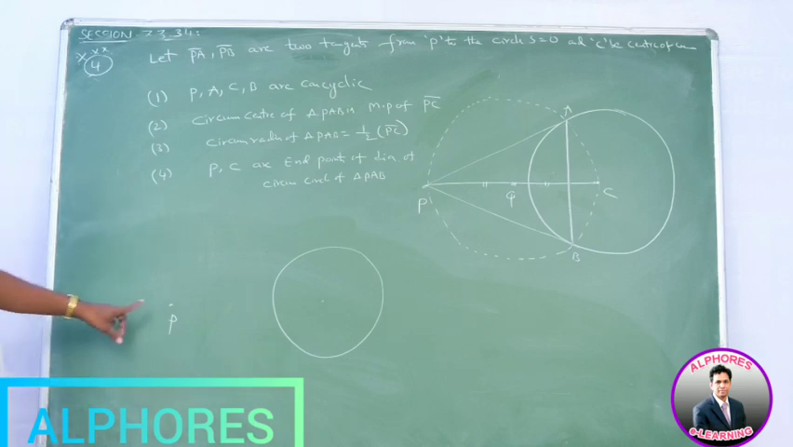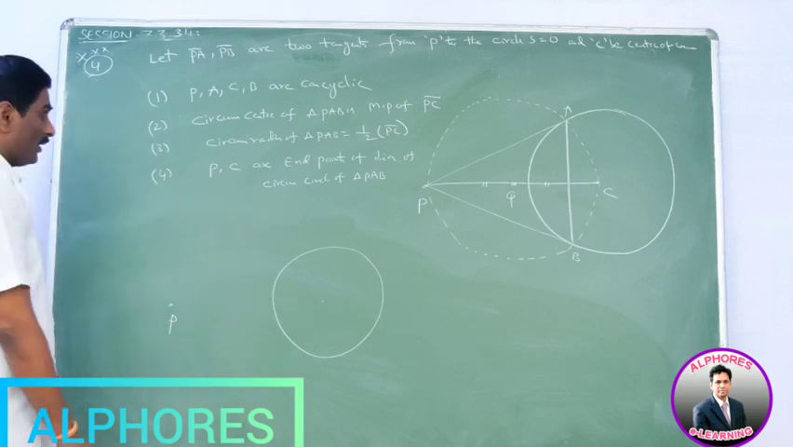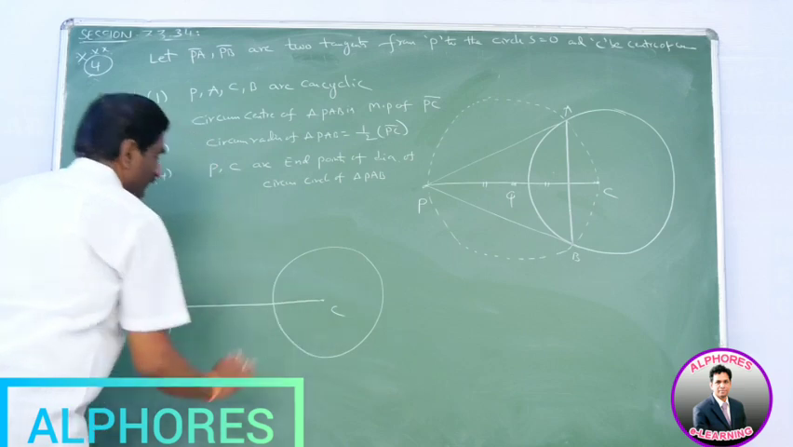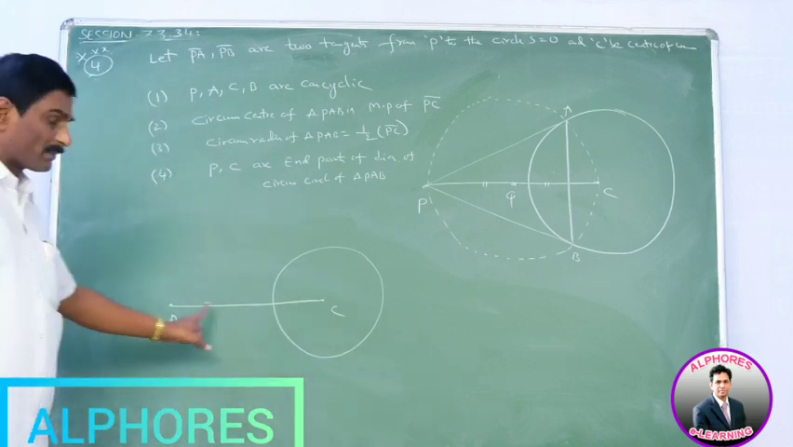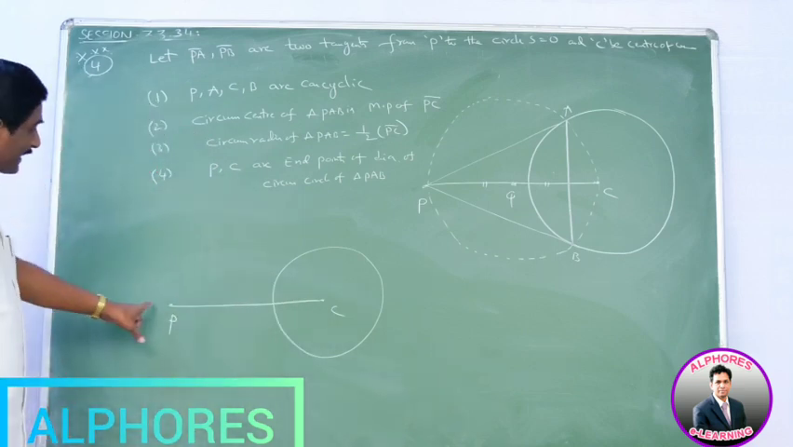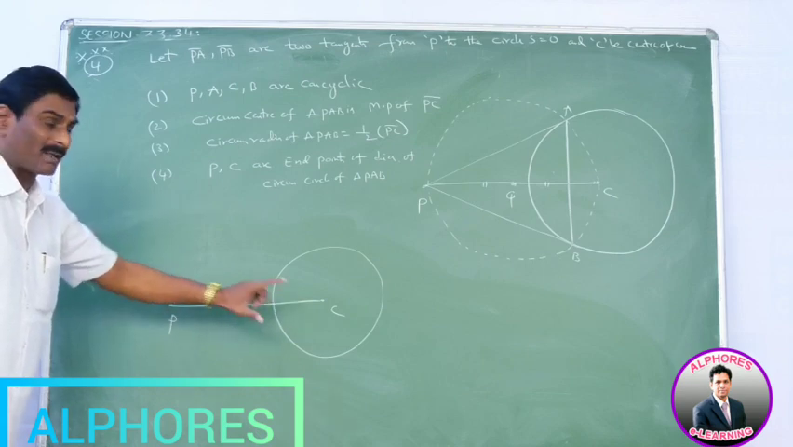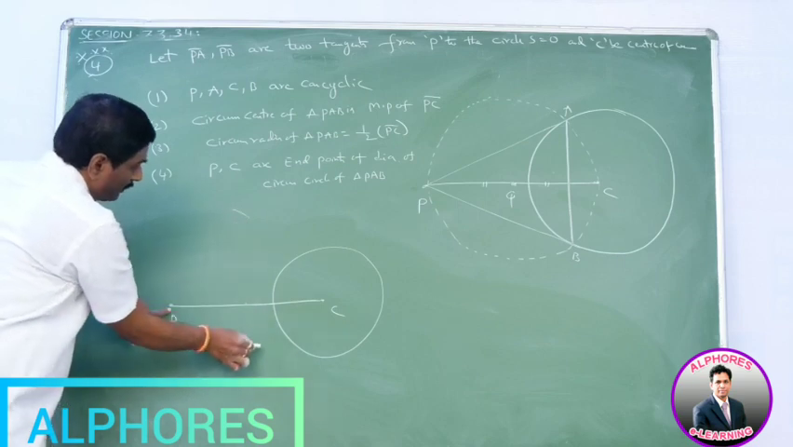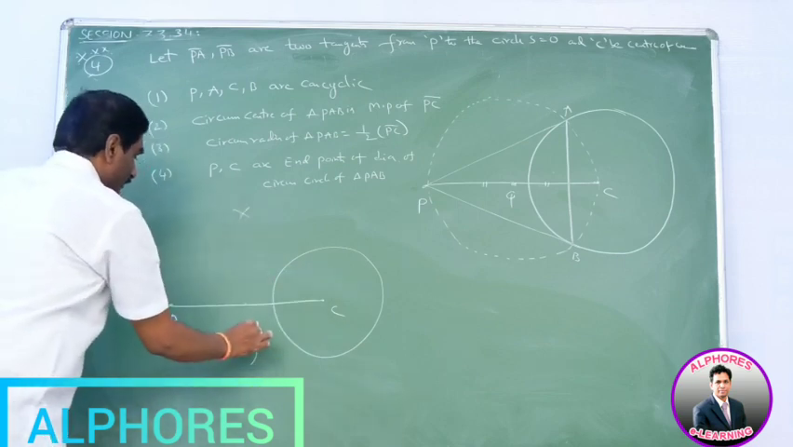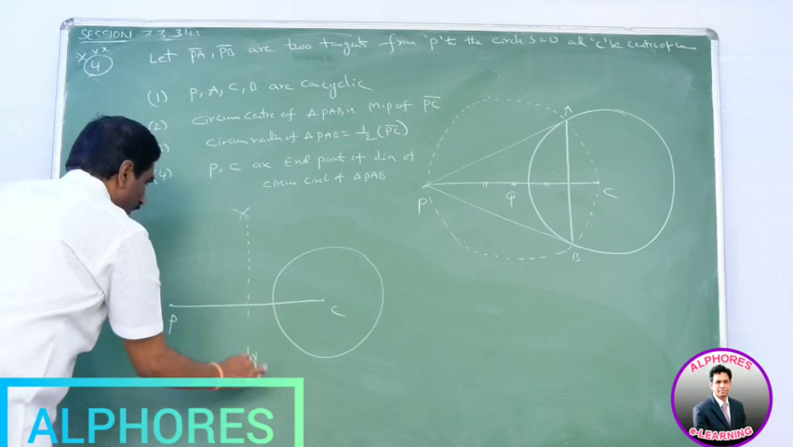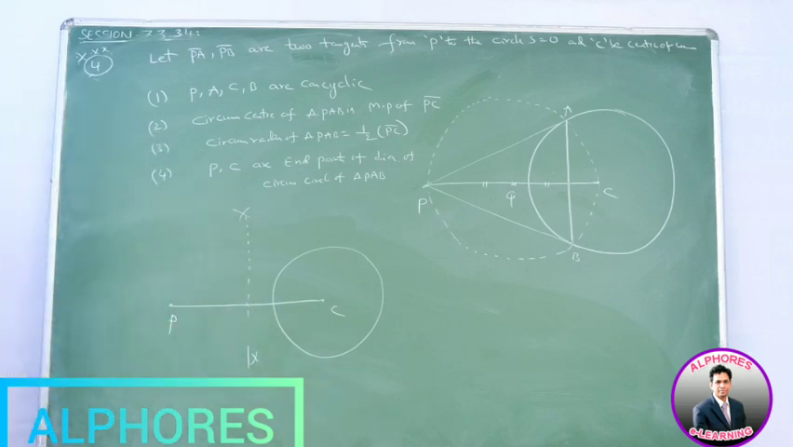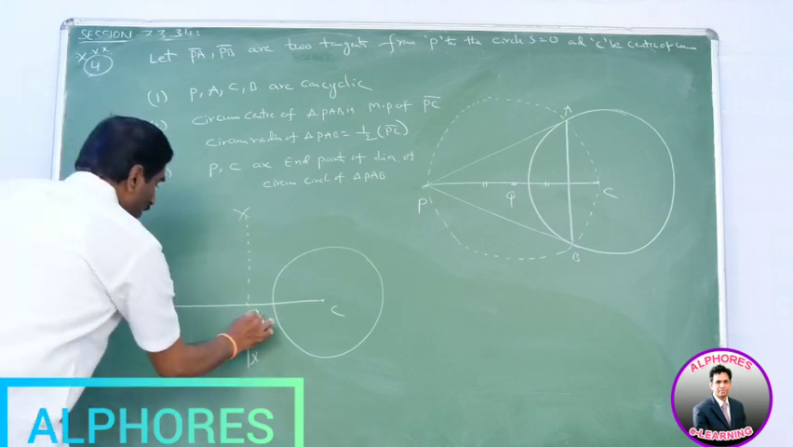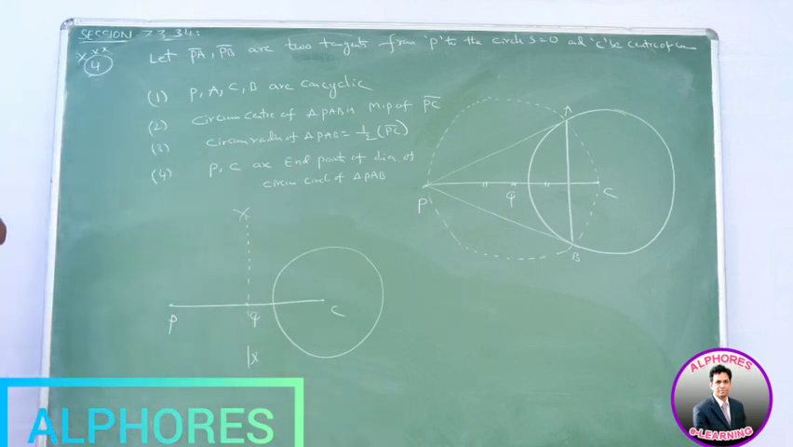To draw a tangent from P to this circle, first we join the line PC, where C is the center of the circle, and bisect this line PC. Bisection means we find the midpoint. That means we take more than half of the arc from C and draw this arc. By joining these two values, we get the perpendicular bisector. That means we find the midpoint of the line PC. Say this point is Q.